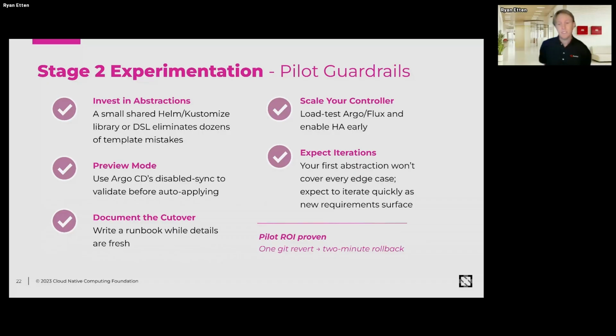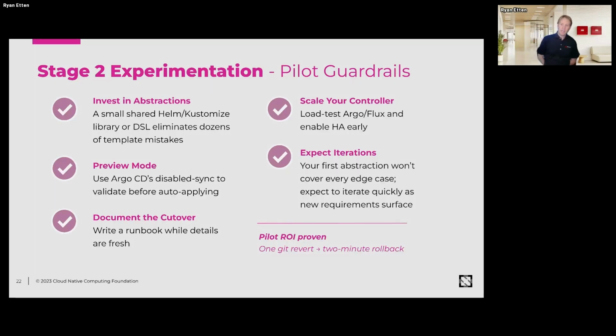Next, they treated Argo CD like a scoped preview tool before allowing it to touch anything. By keeping that sync disabled for the first sprint, the engineers could open up the Argo UI, inspect that diff between Git and the cluster, and then reject changes that didn't look right. Finally, the process discipline mattered just as much as tooling. The team also wrote a living cutover runbook while everything was fresh. That said, they did hit a few bumps.